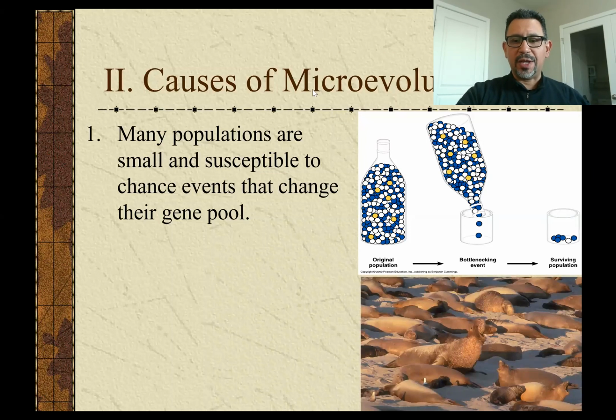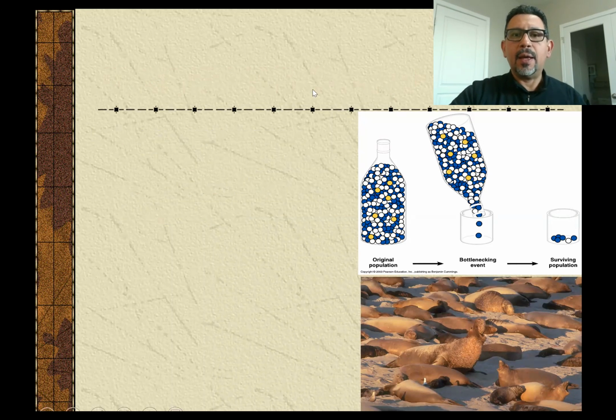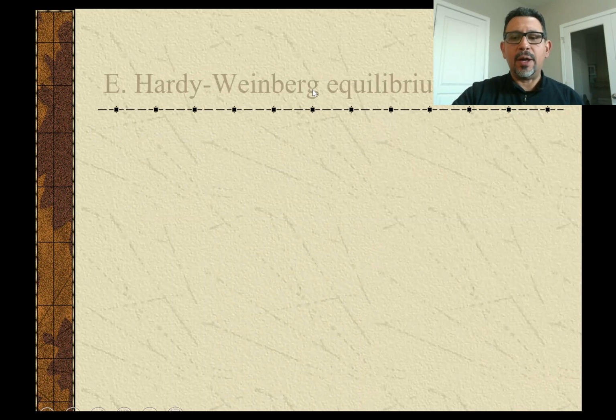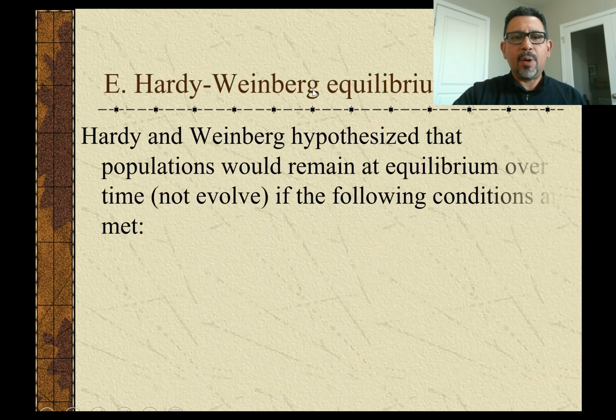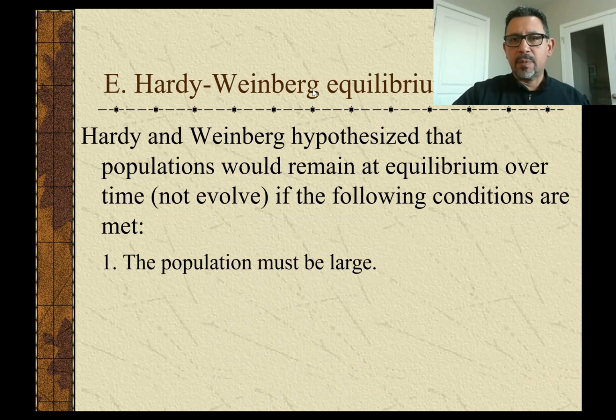One more question we can ask as we explore the concept of microevolution is, how can a population remain at equilibrium? To answer the question, we have a set of 5 conditions established by Hardy and Weinberg, and the 5 conditions must be met altogether, not 1 out of 5 or 3 out of 5, even 4 out of 5. All 5 conditions must be met for a population to remain at equilibrium.